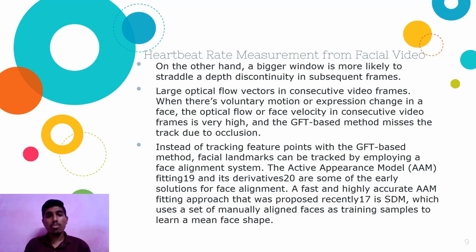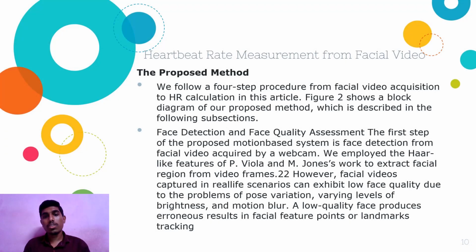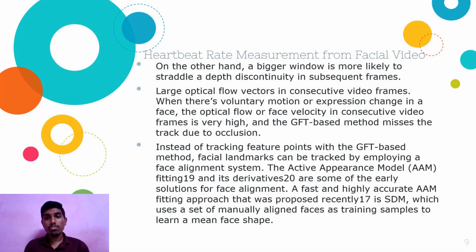Large optical flow vectors in consecutive video frames. When there is voluntary motion or expression change in the face, the optical flow or phase velocity in consecutive video frames is very high, and the GFT-based method misses the track due to occlusion. Instead of tracking feature points with the GFT-based method, facial landmarks can be tracked by employing a face alignment system.